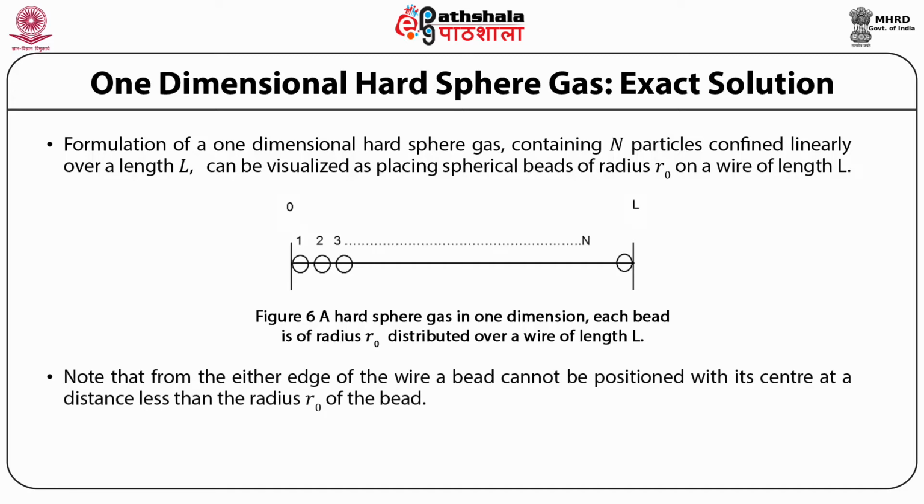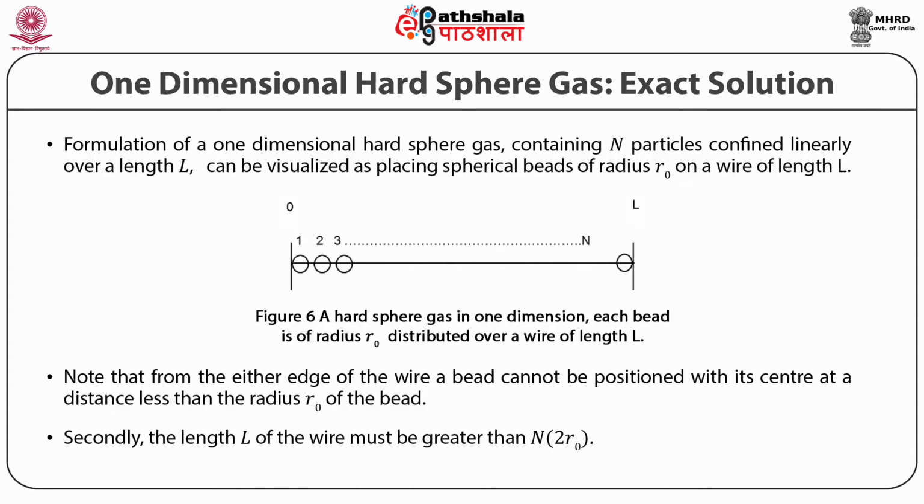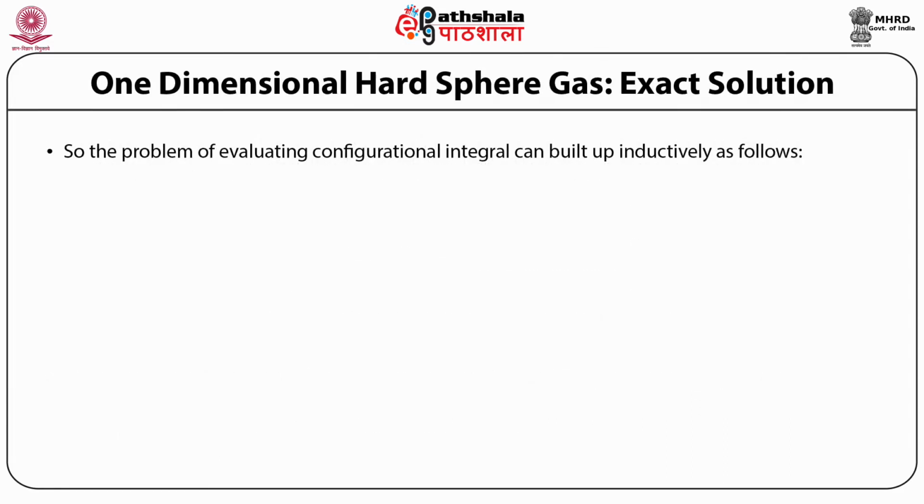Note that from either edge of the wire, a bead cannot be positioned with its center at a distance less than the radius R0 of the bead. Secondly, the length L of the wire must be greater than n times 2R0. So the problem of evaluating the configurational integral can be built up inductively as follows.